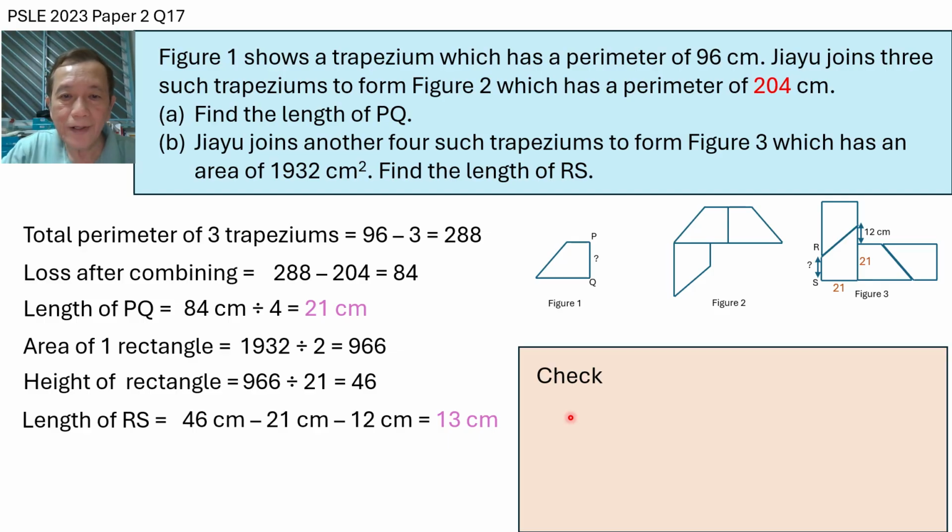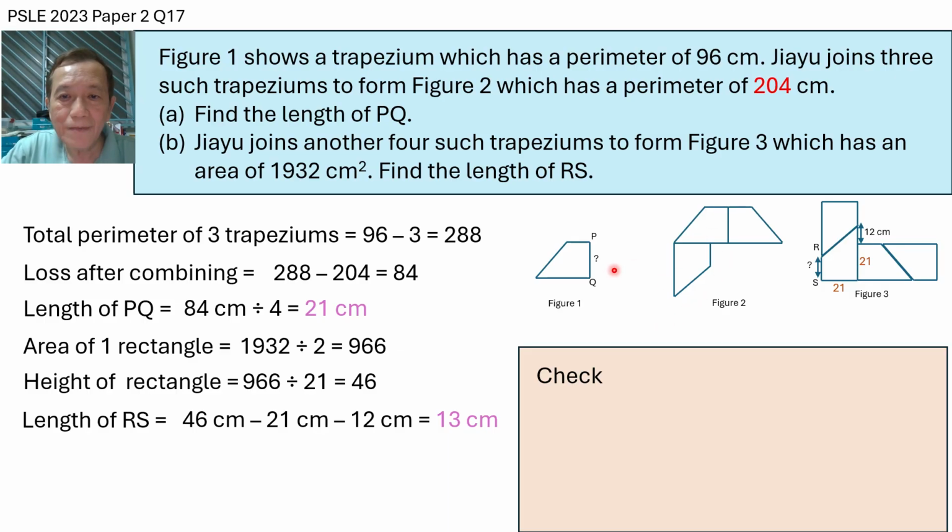Let's check whether our two answers are correct. Whenever we are given diagrams in a question, sometimes we can make use of them. Our checking strategy is to start with our answers and move towards a target. I've chosen 204 cm as a target. 204 cm is the perimeter of figure 2.